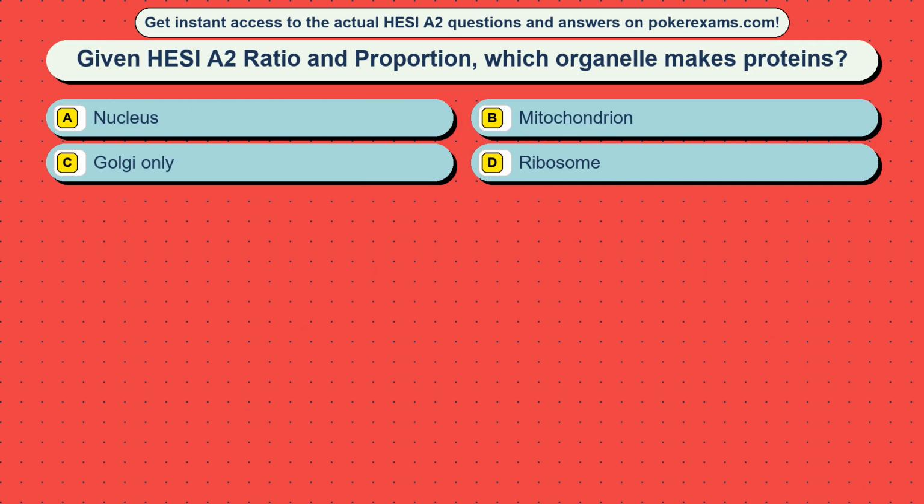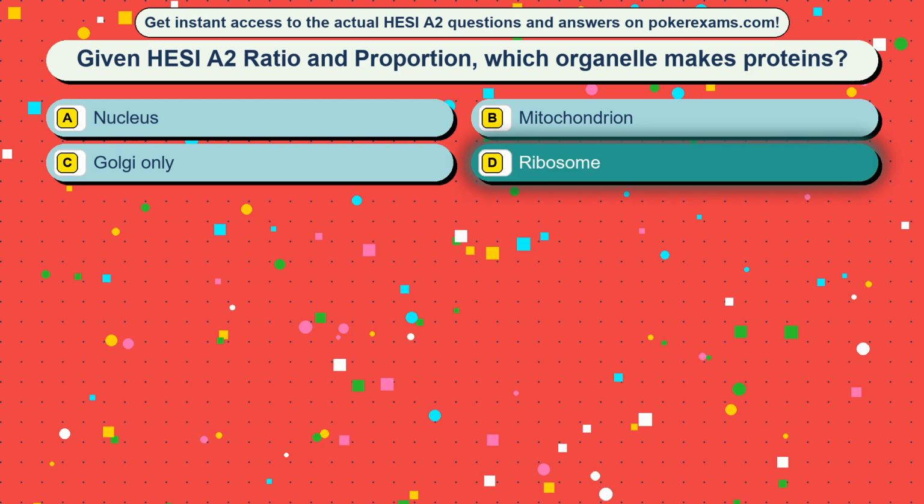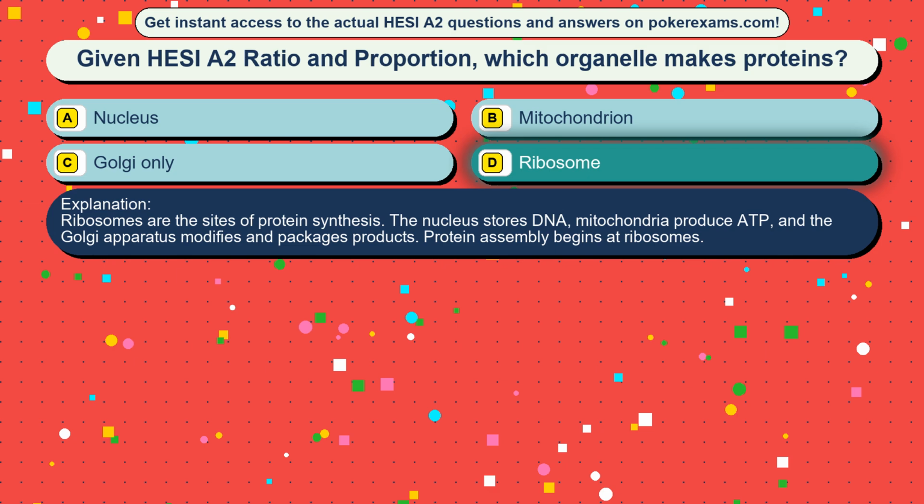Question 38. Given HESI A2 ratio and proportion, which organelle makes proteins? Option A, nucleus. Option B, mitochondrion. Option C, Golgi only. Option D, ribosome. The correct answer is option D, ribosome. Ribosomes are the sites of protein synthesis. The nucleus stores DNA, mitochondria produce ATP, and the Golgi apparatus modifies and packages products.